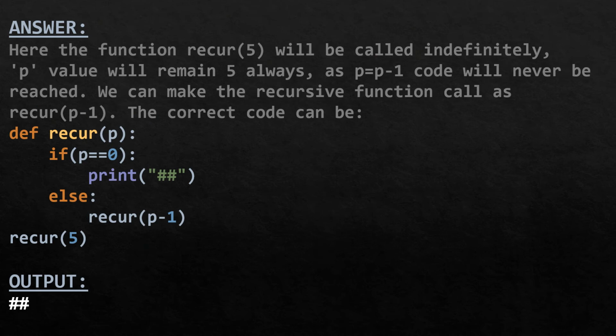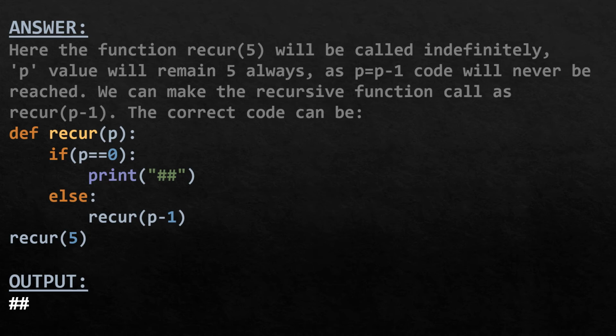So what will happen in that piece of code? The function recur of 5 will be called indefinitely. The p value will remain 5 always. Why? Because in the recursive call also we have passed the same value as p. So the p value will not change. So the p is equal to p minus 1 code will never be reached. So we can make the recursive function call as recur of p minus 1 so that it will work fine.